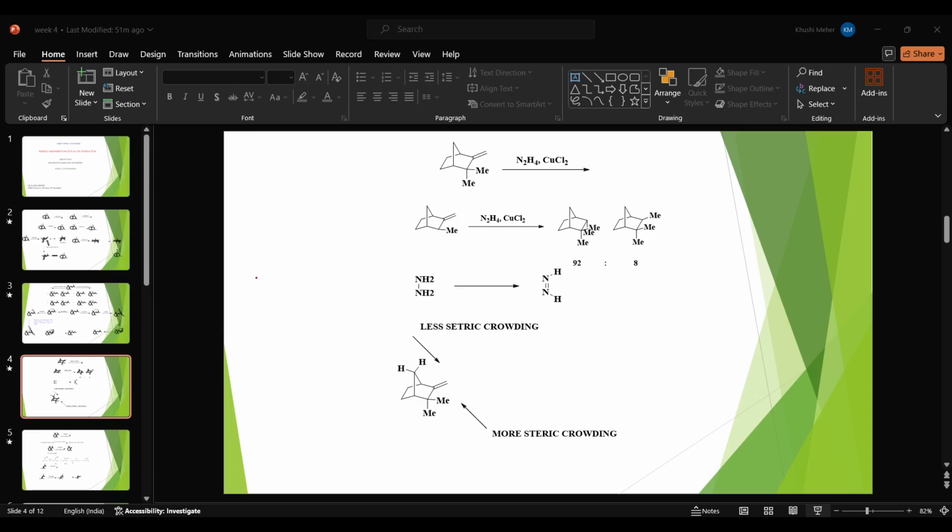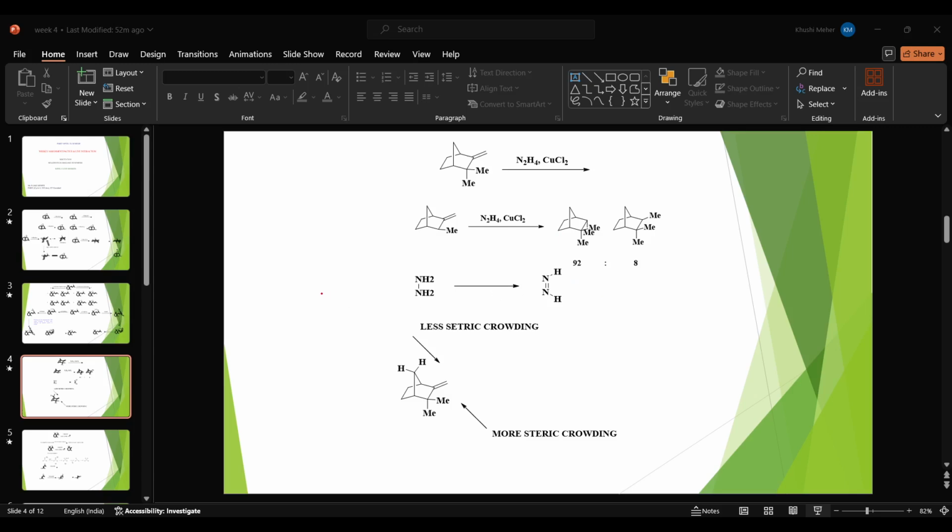The base takes this proton, and then it forms a negative charge on the nitrogen. The double bond is transferred, and again this nitrogen takes a proton. First it transfers, then this negative charge comes here and takes this proton, forming a negative charge on the nitrogen again. This then forms nitrogen gas, and we get a carbanion, and from that carbanion we get our corresponding alkane.